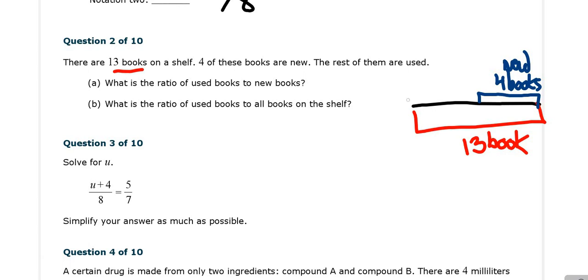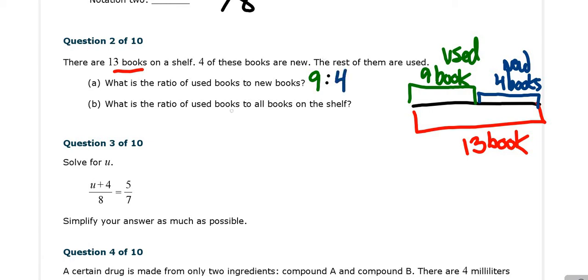Which implies that 9 of the books are used. Now, once you have a visual, it's super easy to answer these questions. It says, what is the ratio of the used books to the new books? The used books is 9 to the new books is 4.